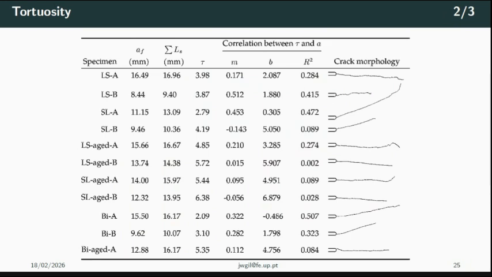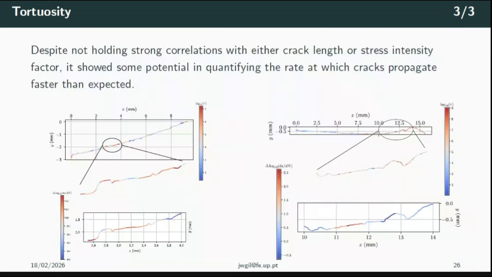And we see that despite this having some, let's say, interesting insight, it has very weak correlations, mostly with the crack length. Let's say the most valuable insight tortuosity provided us was, if tortuosity, which are these two plots here in two different cracks, changes considerably in a segment, then we also saw that the crack growth rate also changed significantly, either increased or decreased as tortuosity increased or decreased.